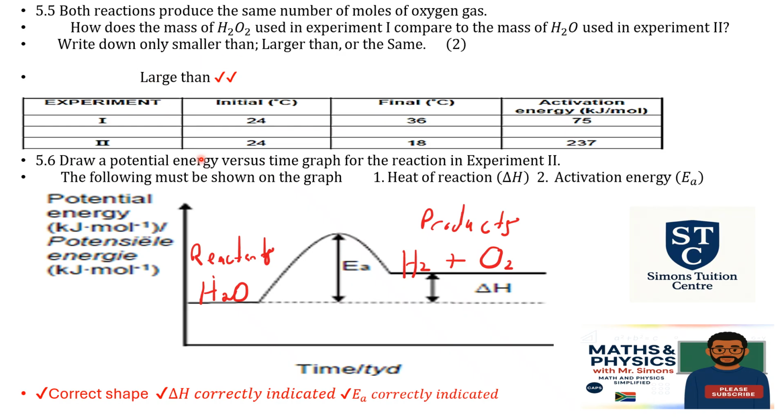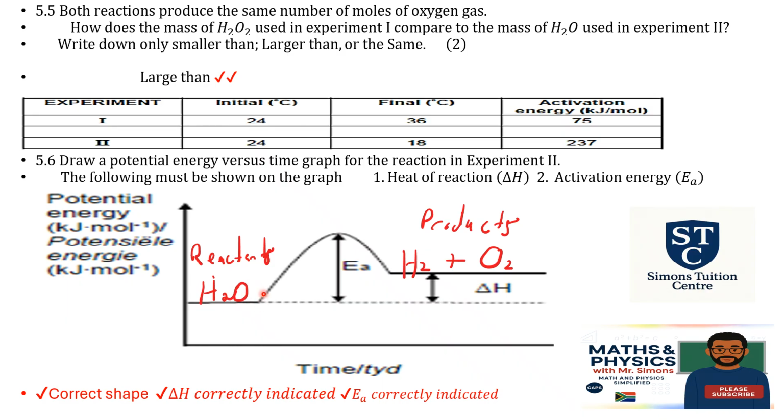5.6, they say draw a potential energy versus time graph for the reaction in experiment 2. So in experiment 2 there was a drop in temperature, no? So therefore endothermic reaction. Right, so if we draw that, heat of the reaction, delta H must be positive. And activation energy, there we must show where we started and ended. So my reactants, always there, my products. To show endothermic reaction, my products must be higher than my reactants.